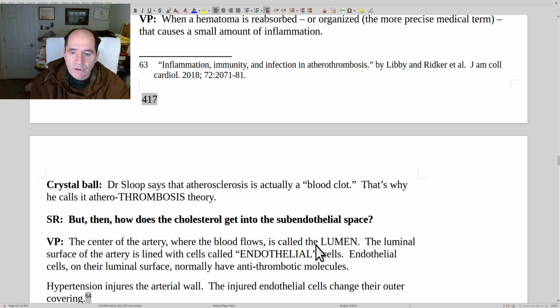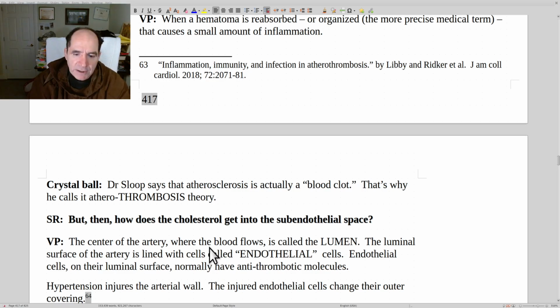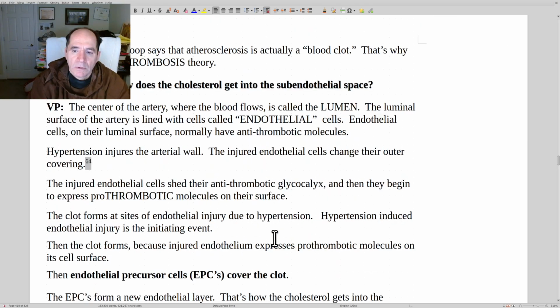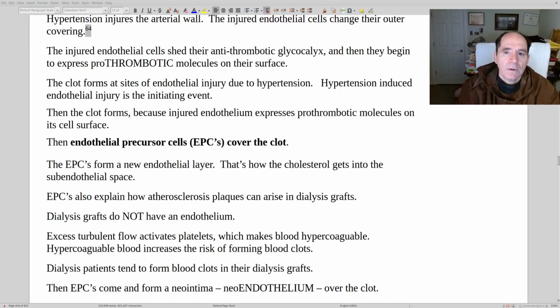The center of the artery is called the lumen. And the lining cells of an artery are called the endothelial cells. On their surface, they have a glycocalyx with antithrombotic molecules, things like heparan sulfate, antithrombin III, and whatnot. And they release nitric oxide, a gas, which diffuses into the arterial lumen and prevents platelets from clotting. But like I said, hypertension will injure the arterial wall, and then things become more prothrombotic. So hypertension-induced endothelial injury is the initiating event.